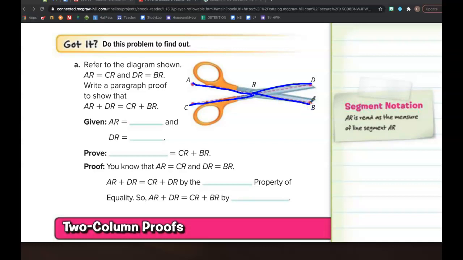That's what that says. We have to show that if I added AR and DR, it would be the same thing as adding CR and BR. Okay? So they're going to start, AR is equal to what did they tell us? CR, so that's our first blank, because they gave us that. And they also gave us that DR is equal to BR.